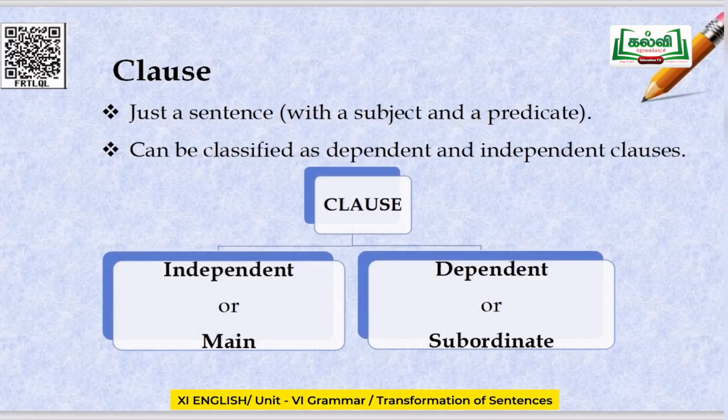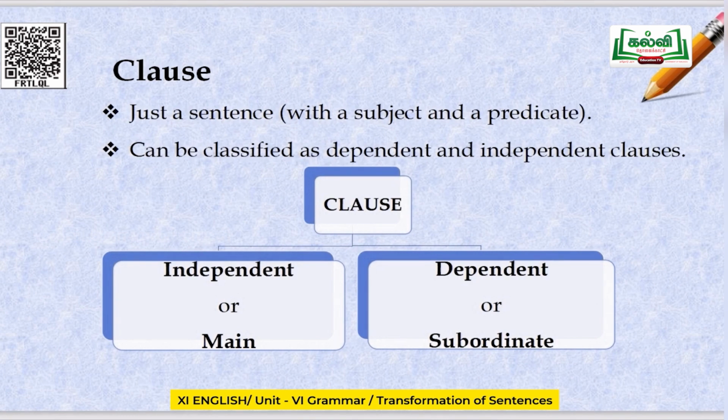Here, the sentence is not complete. It needs some more reference. So, it depends on the main clause to give a complete meaning. My father who works in this government school is a teacher. Now, this is the whole sentence. It is complete now.